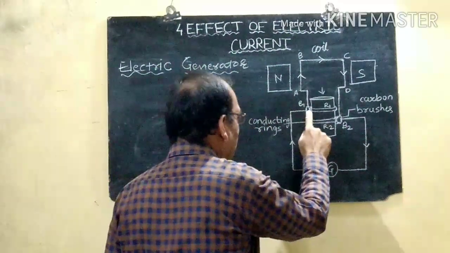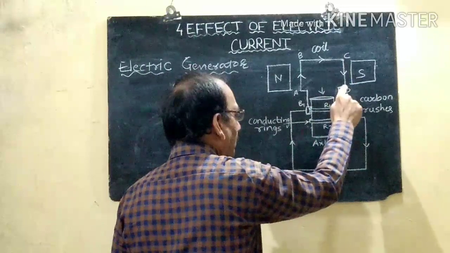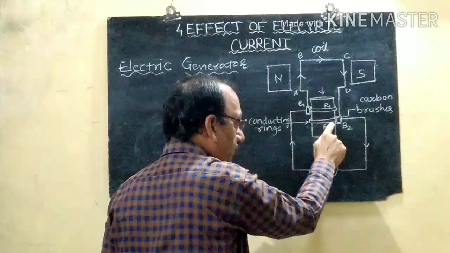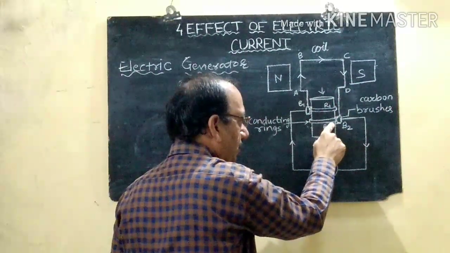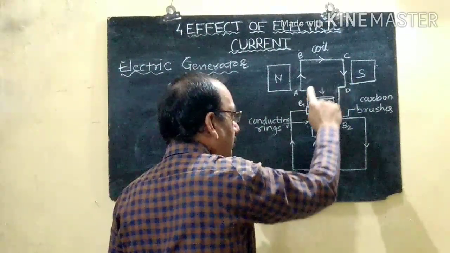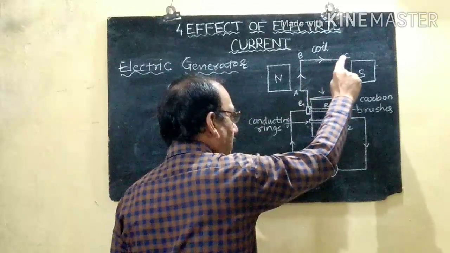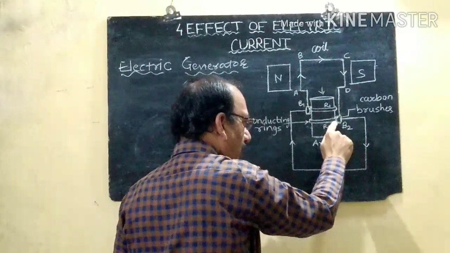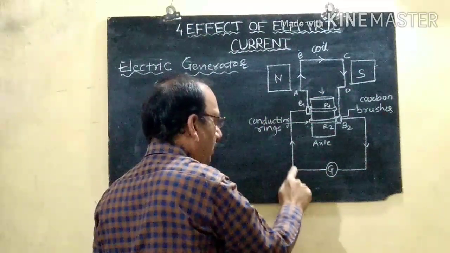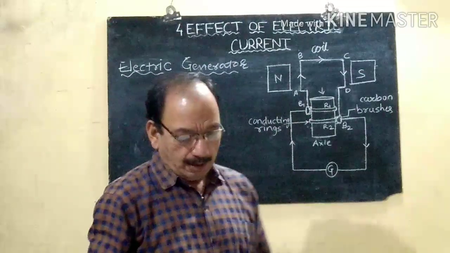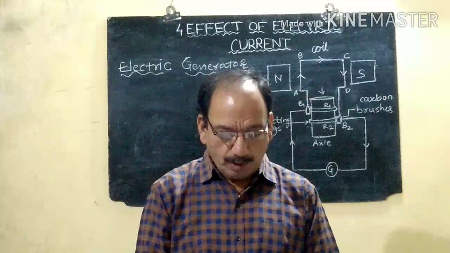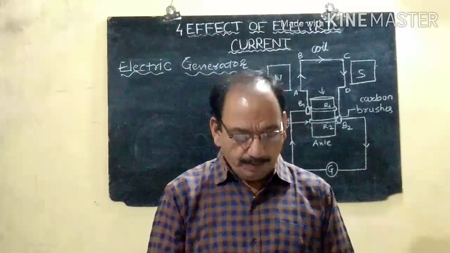When the current passes through A, B, C, D, the end of this CD will be connected to ring number 2, that is R2, and this B2 brush touches this R2. Therefore, the current which comes from the AB side through CD into the ring R2 passes to brush number 2, through the galvanometer, to the brush B1. Means in the external circuit, current flows from B2 to B1.